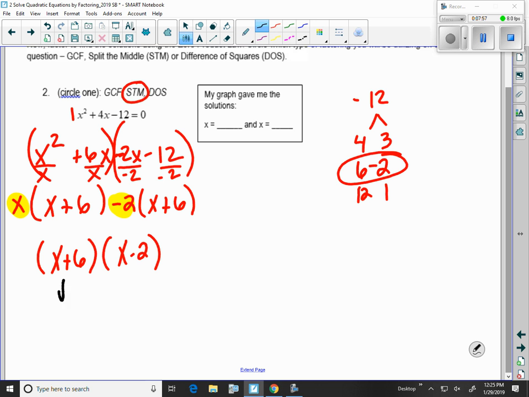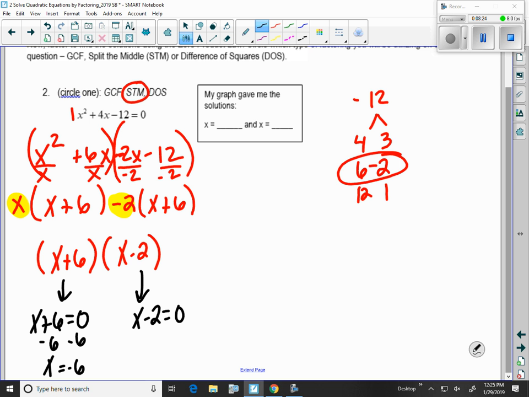I take my x plus 6 out, and I set it equal to 0. I take my x minus 2 out, and I set it equal to 0. So this is the part that's new. This is our solving. To solve this, I would subtract 6 from both sides. So I have x equals negative 6.